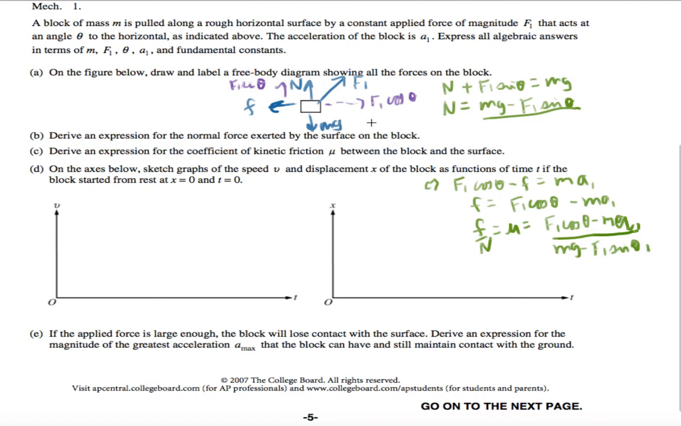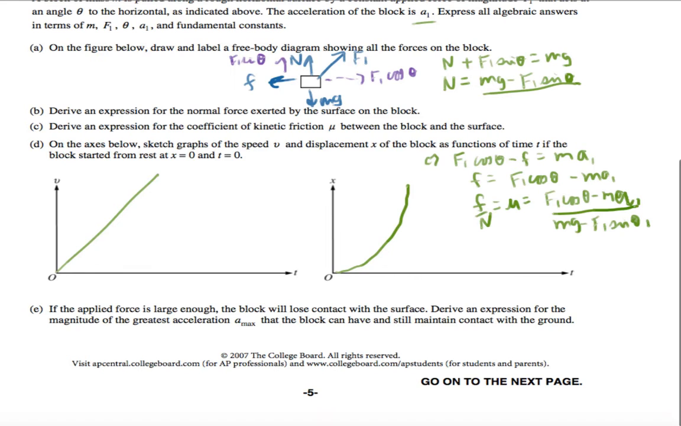What's funny is I know I have a constant acceleration, so what that means is my velocity graph looks like this, and my position graph is just a parabola like that. And then finally, there's going to be a big enough F1 that we almost lose contact with the ground.